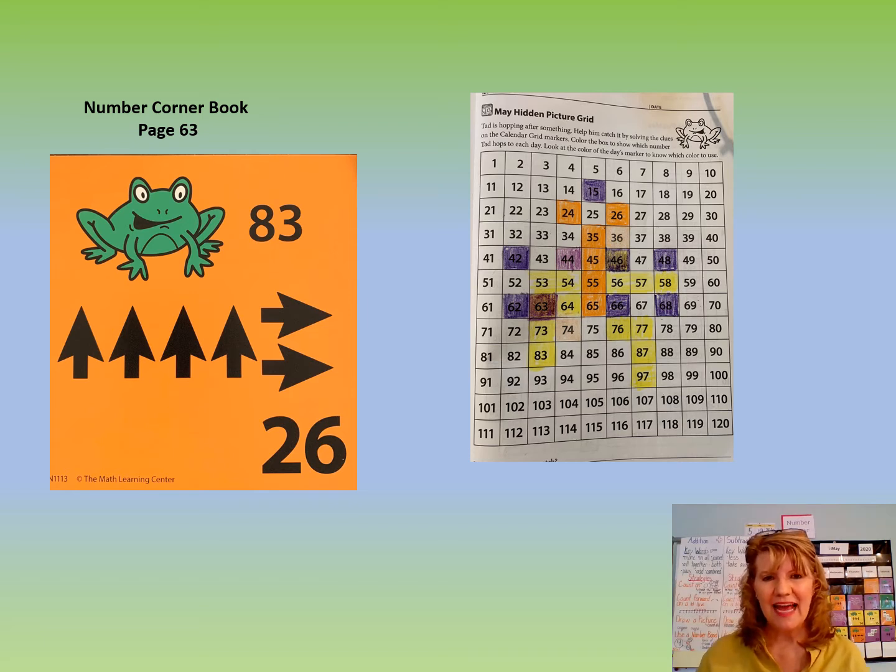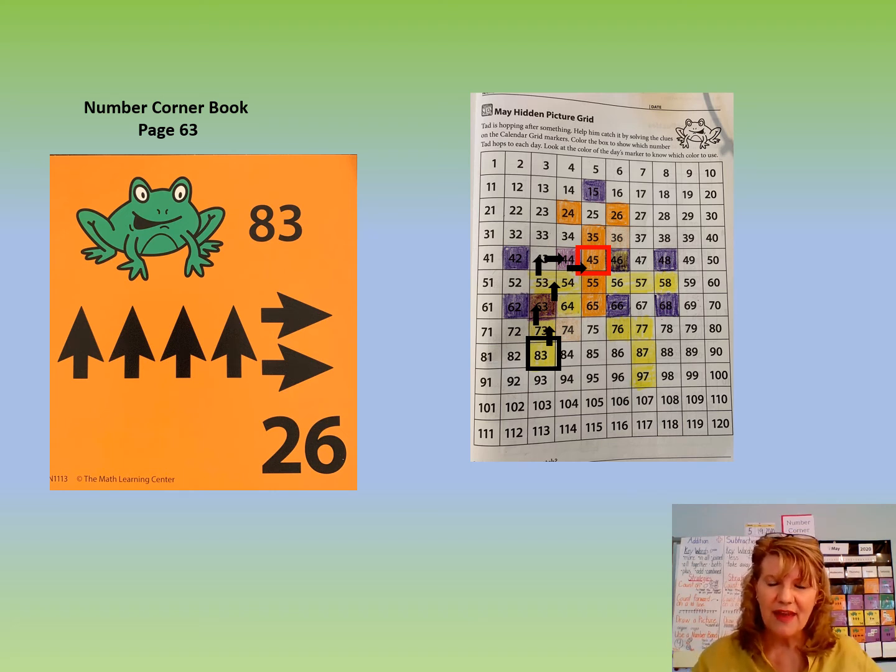Let's figure out where Tad will land. He starts on 83. Our card tells us that. And then he hops up 10, which is subtracting. When we go up, it is subtracting tens, and we have 4 arrows going up, so that's going to be 4 tens. Let's skip count from 83 to 73, 63, 53, 43, and then he hops to the right. So 43, 44, 45, and that's where Tad lands today, on number 45.